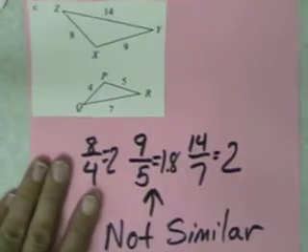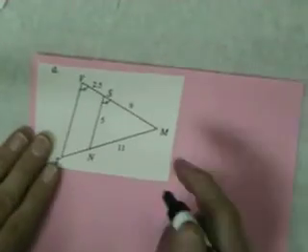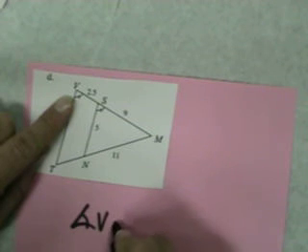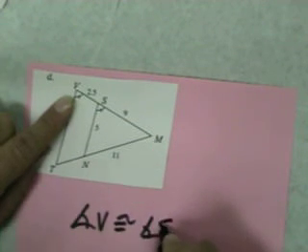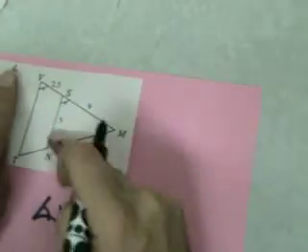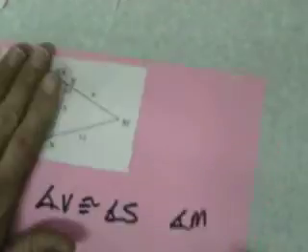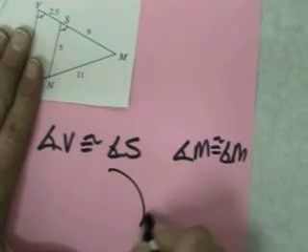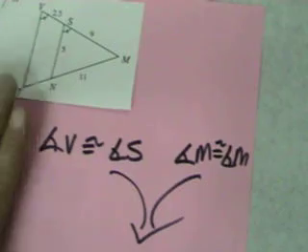Okay. Last one. See if we can get this in here quick enough. 2 angles the same. Angle V is congruent to angle S. And oddly, there's 2 triangles here. And angle M is congruent to angle M. We're going to make our conclusion and we'll be done.